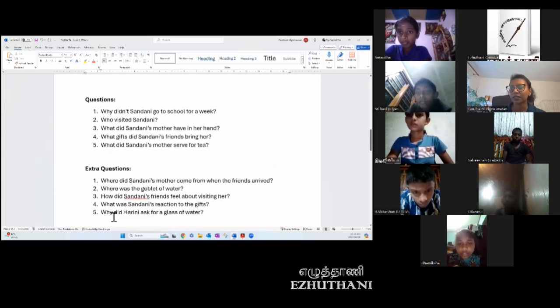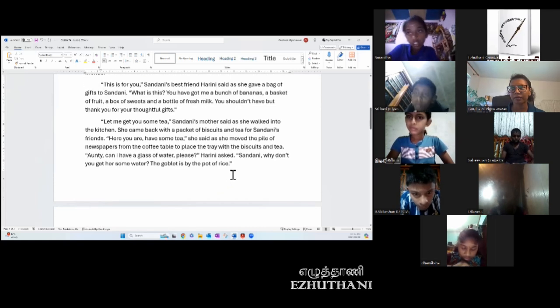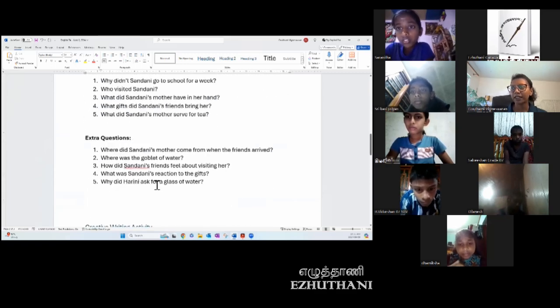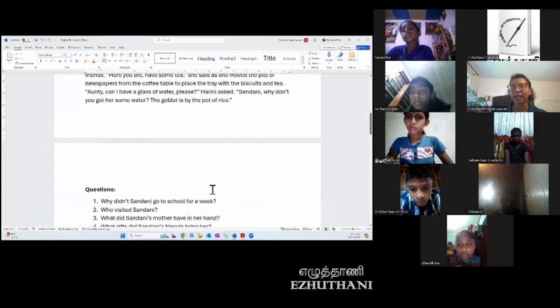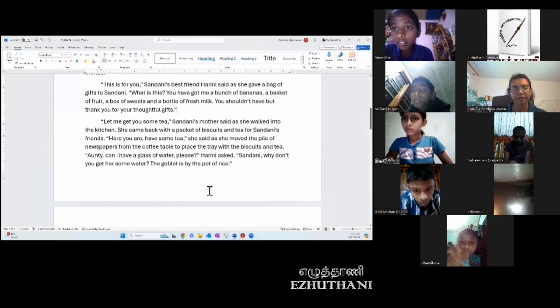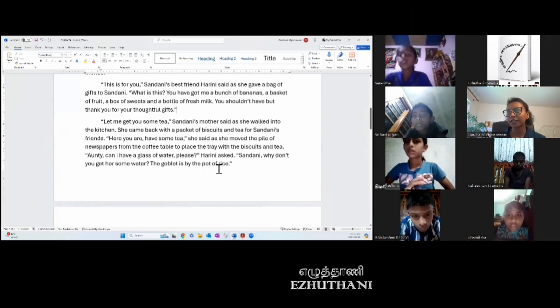Okay. Last question. Why did Harini ask for a glass of water? What do you think? Why did she ask for a glass of water? Sandani's mother. Why did Harini ask for a glass of water? The goblet is by the pot of rice. Okay. Yes, the goblet is by the pot of rice.